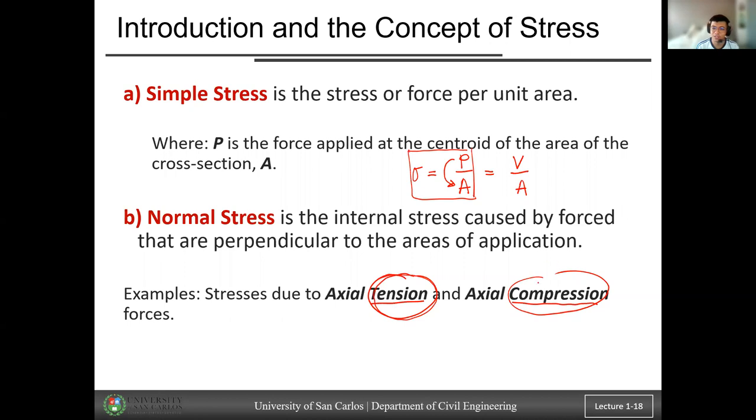The force is in tension, or the force is in compression. So normally, if you have this area and the force is away from the area, that is tension. If it's towards the area, meaning it pushes, that's compression. I think you should remember this. Just a reminder.